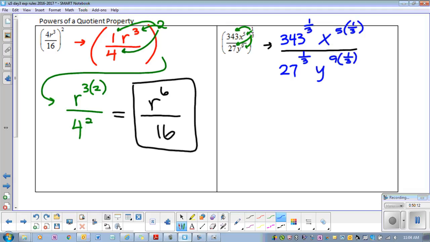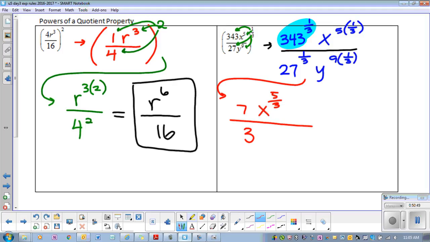Put in the calculator, put in 343 to the 1/3 power. Good. 7. Now, x to the what? What's 5 times 1/3? 5/3. Good. Now, on the bottom, 27 to the 1/3. What do you get? 3. And then y to the 9th to the 1/3.